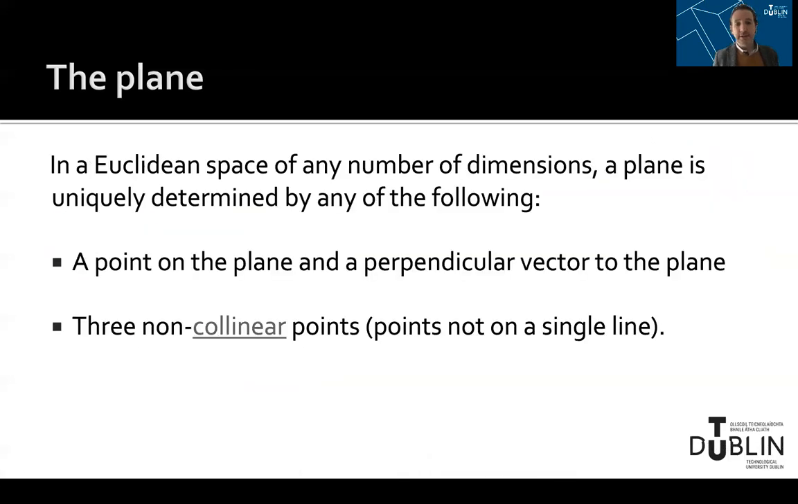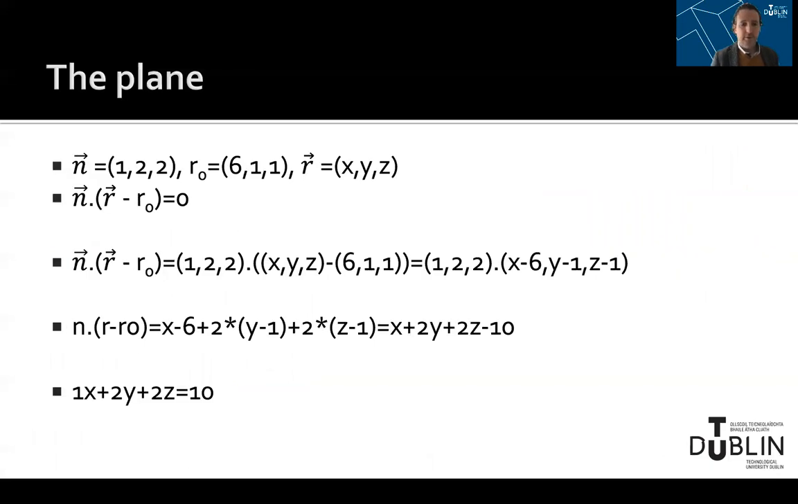So in Euclidean space of any number of dimensions, a plane is uniquely determined by any of the following: a point on the plane and a perpendicular vector, or 3 non-collinear points. So there's 2 ways of doing it. So here is our example where we're given the normal vector and a point on the plane. We use this formula and we put the values in. So our normal vector is 1, 2, 2.